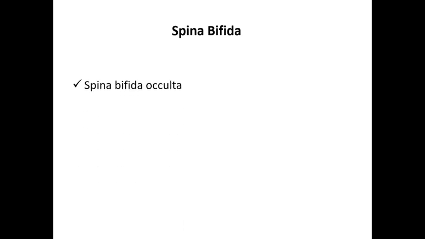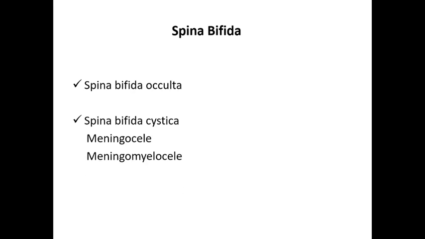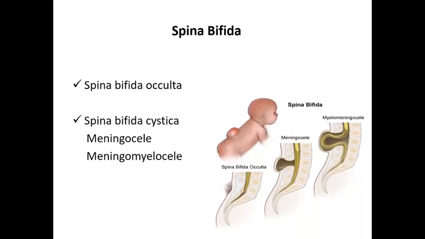Spina bifida is of 2 main types: spina bifida occulta and spina bifida cystica. Spina bifida cystica is of 2 types. One type is called meningocele, the other type is myelomeningocele or meningomyelocele. If you look at this picture, you will see how spina bifida looks. The spine has come out along with its surrounding meninges. It will look like a lump in the lumbar region of the baby.